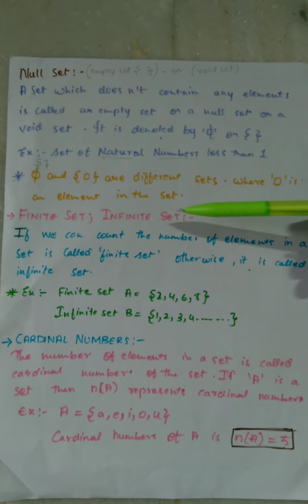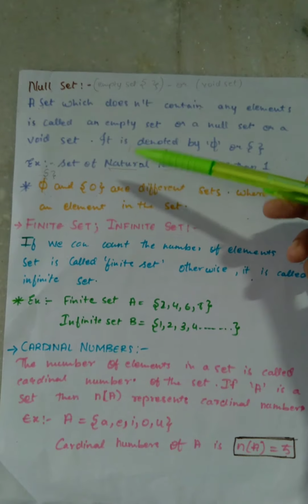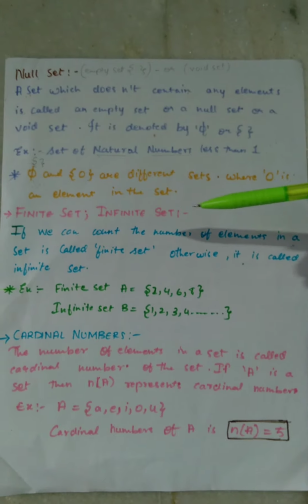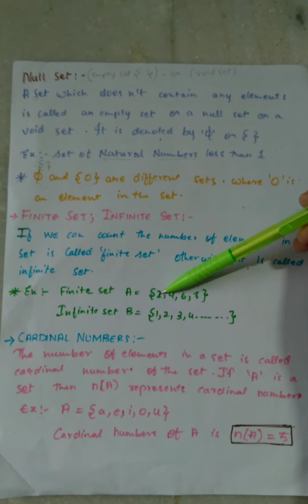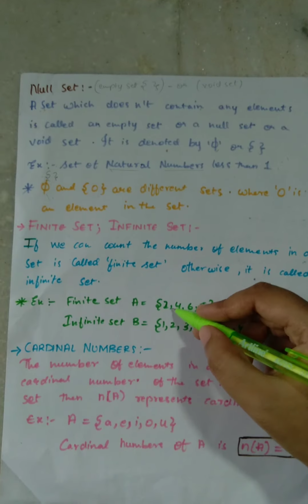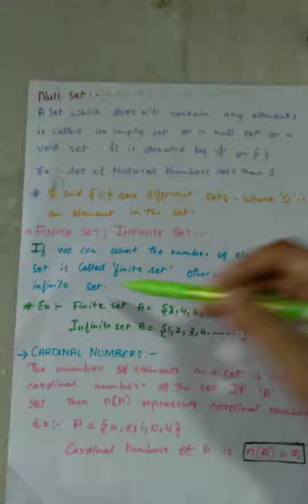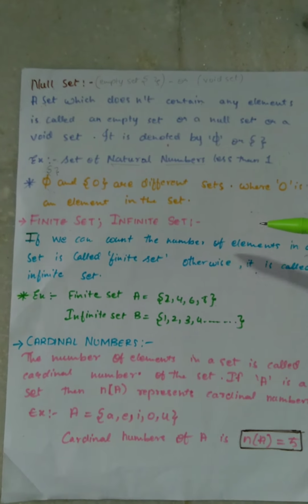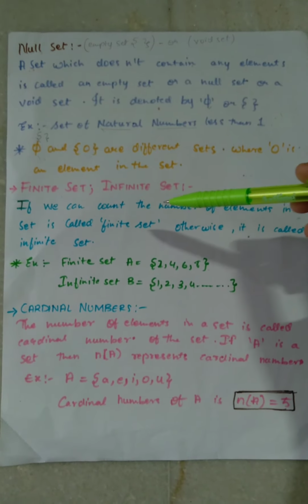Now the next definition, finite sets and infinite sets. Here are the finite set definition and infinite set definition. If we can count the number of elements in a set, it is called a finite set. If we can count the number of elements, look here, 2, 4, 6, 8. How many elements are there? 4 elements. So we can count the elements: 1, 2, 3, 4. If we can count the elements, it is known as a finite set. Otherwise it is called an infinite set.